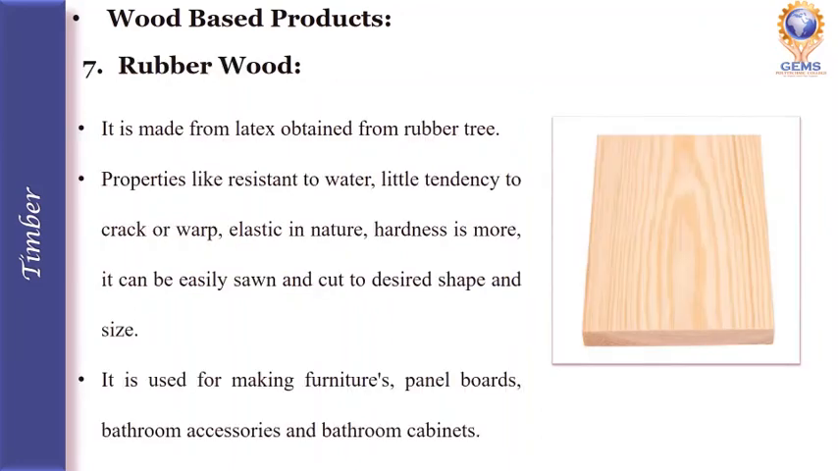The last wood-based product is rubber wood. These rubber woods are made from latex that is obtained from rubber trees. These rubber woods have properties like resistance to water, and they have very little tendency to crack or warp. It is elastic in nature. The hardness of the rubber wood is high and it can be easily sawn or cut into the desired shape and size. These rubber woods are used for making furniture, panel boards, bathroom accessories and bathroom cabinets.